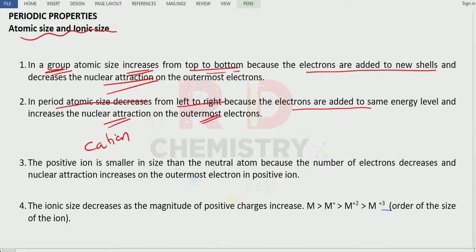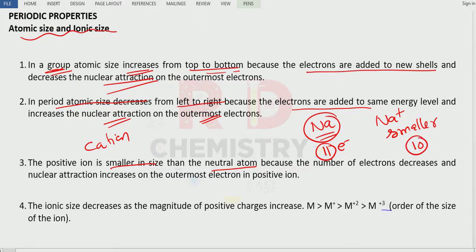The cation size is smaller compared to the neutral atom. For example, I have sodium metal as a neutral atom, and the sodium ion is a cation. The size of the sodium ion is smaller compared to the neutral atom. This is because in the case of sodium, there are 11 electrons, and in the case of the sodium ion, only 10 electrons are there.